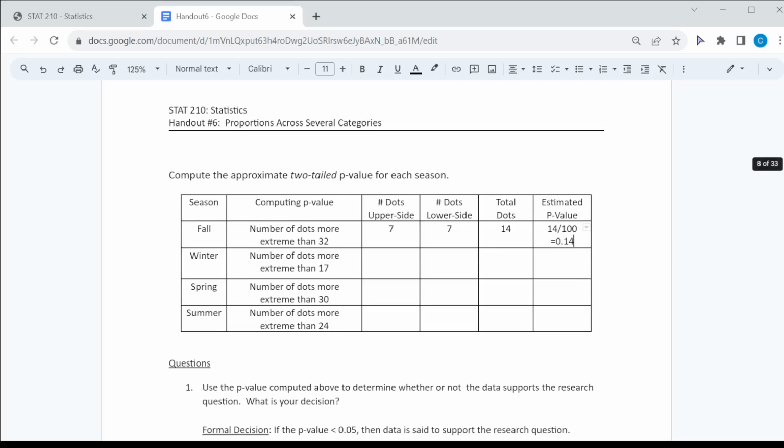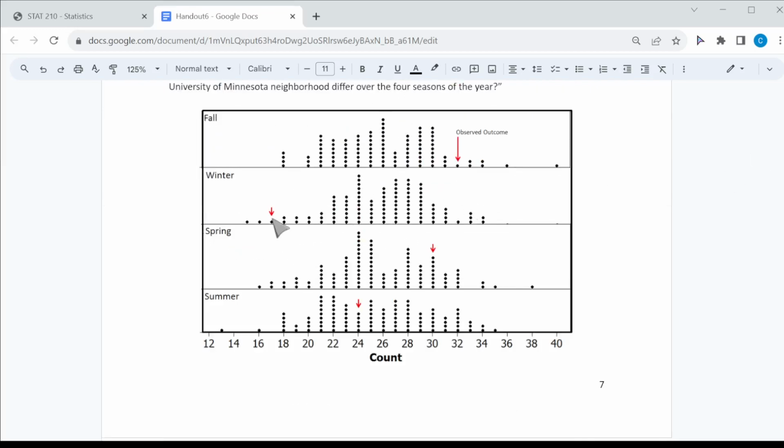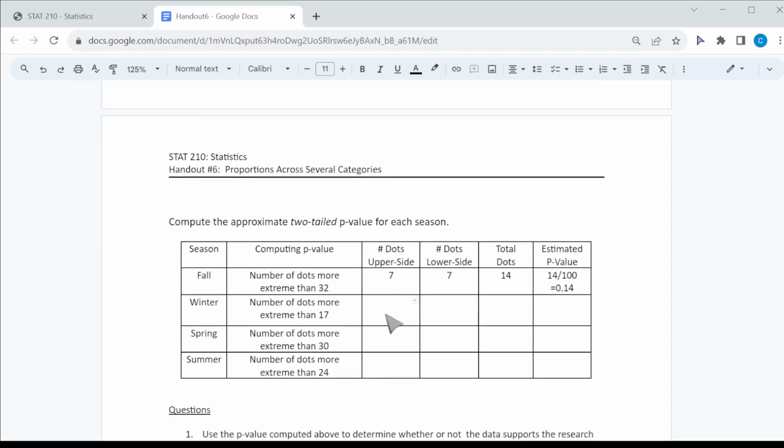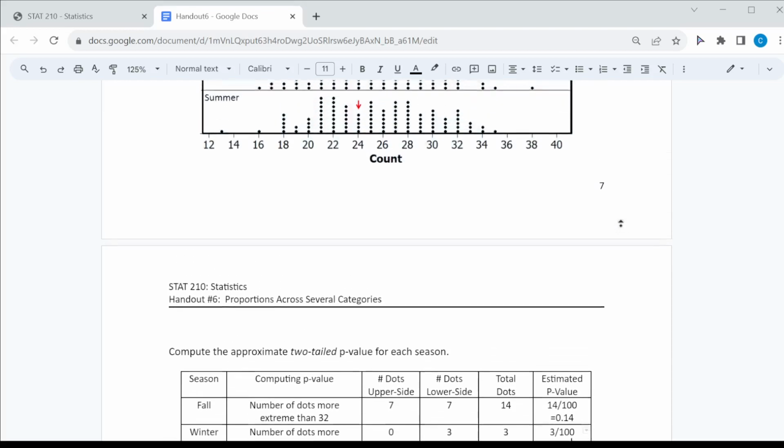If we were to compute the p-value for winter, winter was at 17, so there's 3 dots down here. 17 is 9 away from 26. So we've got to go 9 up, which is going to be 35, and there's not any on that high side. So we have 3 on the low side, 0 on the high side for winter. That gives us a total of 3. 3 divided by 100, again, is going to be 0.03. So technically, that 17 is an outlier in that distribution for winter.